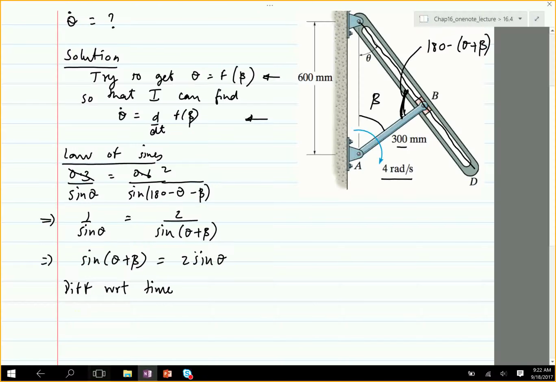So I'm taking the derivative with respect to time. The derivative of sine is cosine, and then I need to take the derivative of theta plus beta as a function of time. So that's going to be theta dot plus beta dot. The derivative of sine theta is cosine of theta, and then the derivative of theta is theta dot.